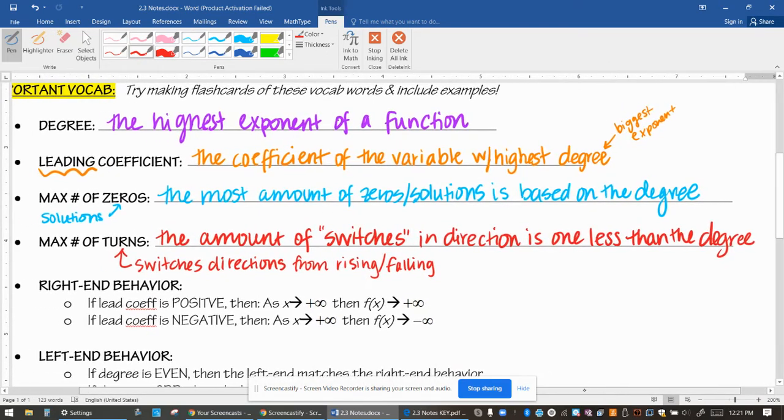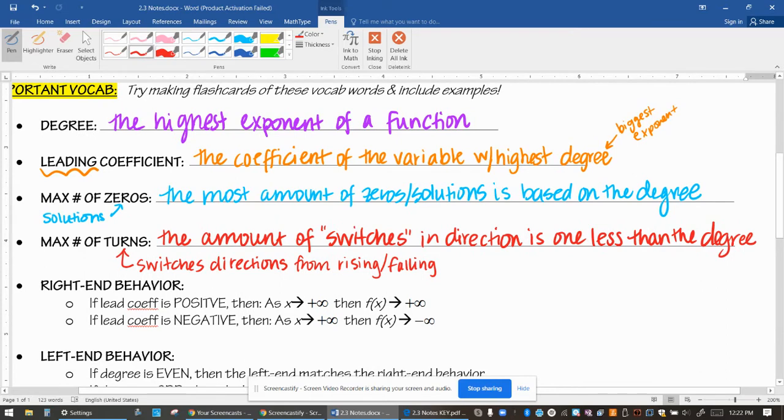When you are looking at a graph of a function, you might be asked to describe the end behavior. Now, there's always two ends. There are always two ends. The right end, the right side, and the left end, left side.